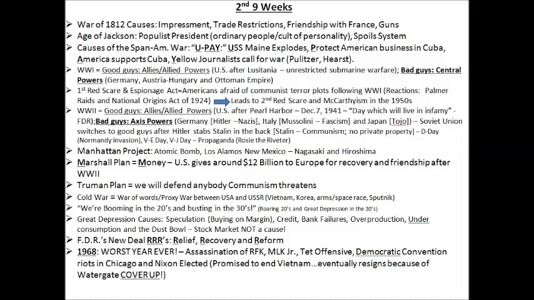His vice president is Gerald Ford. Gerald Ford becomes president, and he immediately pardons Nixon of any and all wrongdoing, so Nixon gets off scot-free. Other people do go to jail on account of this, though.